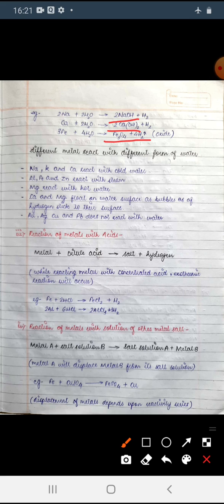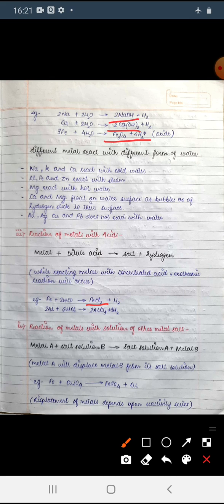Now see the examples of this. When iron reacts with HCl, it forms FeCl2. What is FeCl2? FeCl2 is a salt here and H2 is released. Another example: when aluminium, 2Al, reacts with dilute hydrochloric acid, it forms 2AlCl3 plus 3H2 is released. So here, when metal reacts with dilute acid, it forms salt and hydrogen.